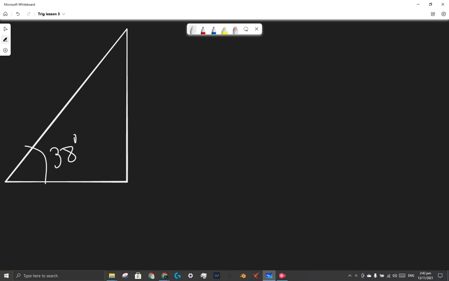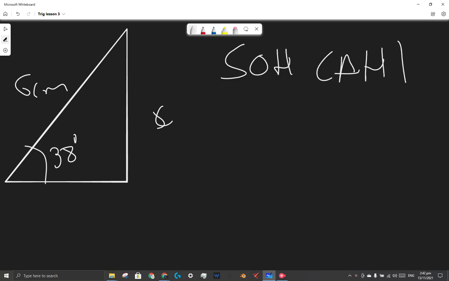Alright, so we're going to have an angle of 38 degrees, and for x we're going to label the hypotenuse 6 centimeters. And I'm now going to solve this question with you guys. So once again, labeling your sides, we have opposite, we have hypotenuse. So, SOHCAHTOA.